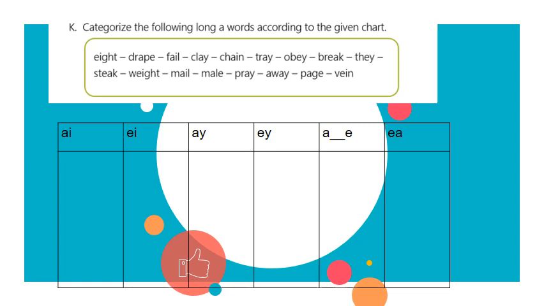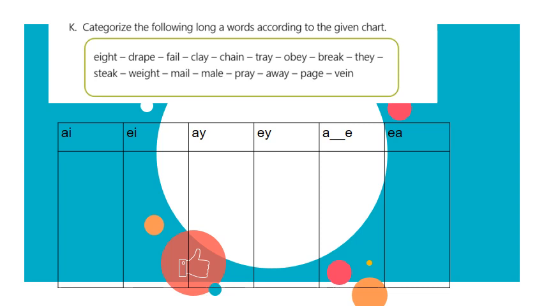Categorize the following long A words according to the given chart. So all of these words have long A sound, but each sound is spelled in a different way. Some words are spelled as AI, other words as EI, some words as EY, they give the long A sound, some words as A consonant E, silent E at the end. In the middle I have a consonant letter, and mostly this way we find it at the end of the word. And the last group is for the words that have EA but have long A sound.